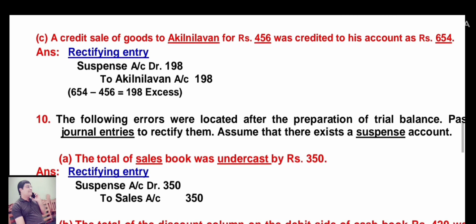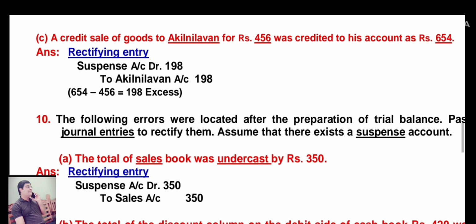A credit sale of goods to Akil Nilvan, rupees 456, was credited to his account as 654. So instead of 456, it has been written 654. It is an over cost. Normally, sale of goods to Akil Nilvan, what is the answer? Akil Nilvan account debit to sales account. But because it is over cost, we have to write it on the opposite side.